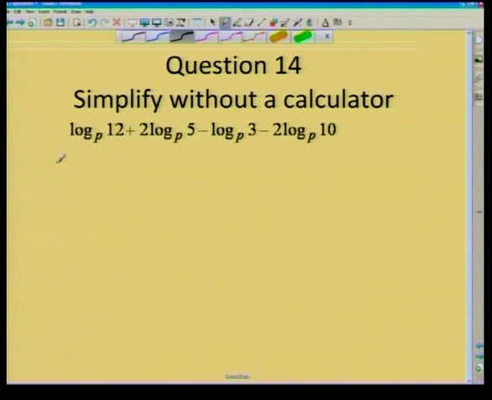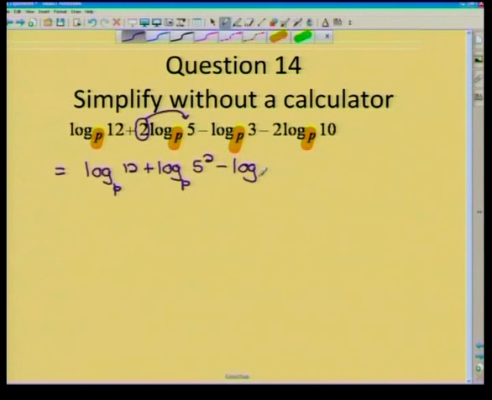Let's get ourselves a pen. This one says simplify without a calculator, and this time we see that all the bases are p, which is good. But more importantly, we're going to simplify a whole string of things. We're going to try and condense it. So let's have a look at this. We're going to write down our log base p of 12. We see that this thing can come back as an exponent. So I can go plus log to the base p of 5 squared minus log to the base p of 3 minus, and this can come back as an exponent again, log to the base p of 10 squared.